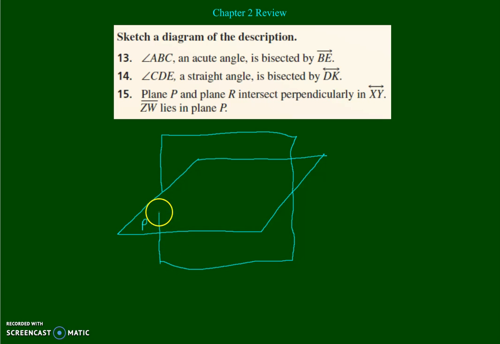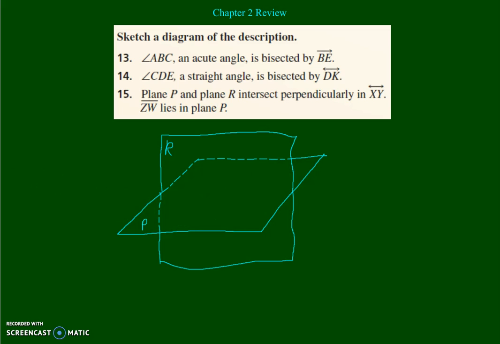So I'm going to draw it solid, but in fact, since plane P is being obscured by plane R, this part should be dotted because plane R is hiding this part of plane P, and this part should be dotted because plane P is hiding that part of plane R. So let's go ahead and see if we can do a little editing here and make these look a little dotted. Okay. All right.